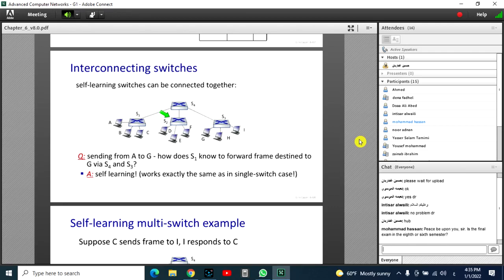So simply, I can use smaller switches and connect different hosts to those smaller switches using UTP cables. Okay, and after that, I can use fiber cables to connect those smaller switches to the strongest switch inside the building.